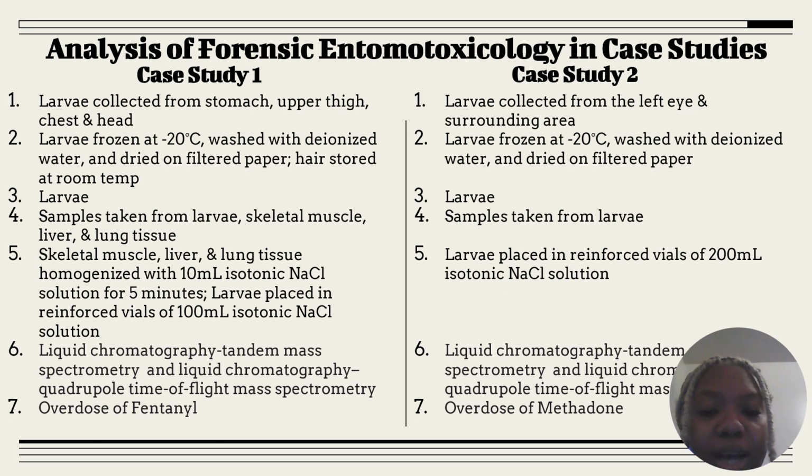For sampling for analysis, samples were taken from larvae in skeletal muscle, liver, and lung tissue. For extraction, the samples were subjected to a protein precipitation before analysis. The liver, skeletal muscle, and lung tissue were first homogenized with 10 milliliters of isotonic sodium chloride solution for 5 minutes. Homogenization of larvae was performed with larvae samples being placed in 2 reinforced vials and adding either 100 or 200 milliliters of isotonic sodium chloride solution.